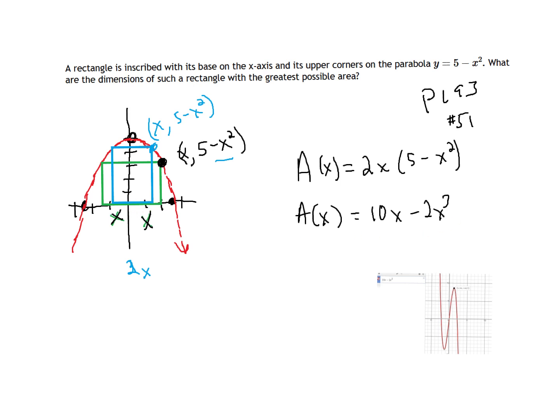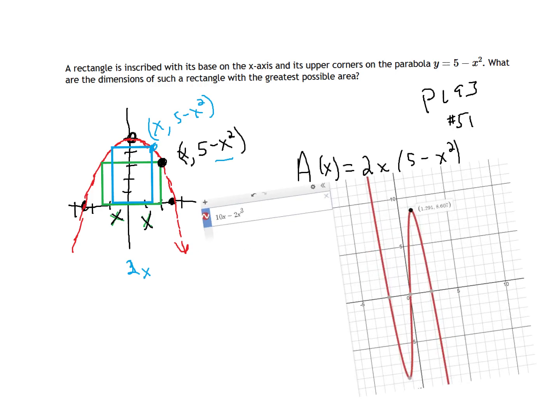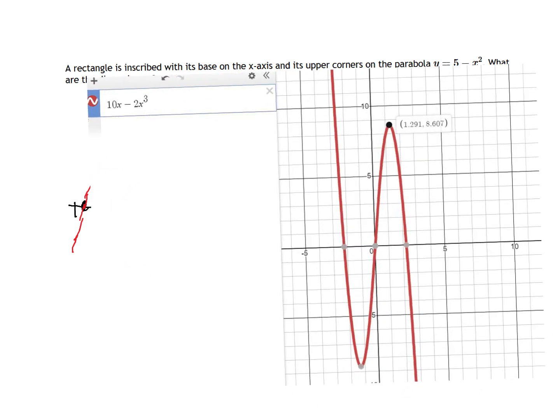So now the trick is, how do you find the maximum? It's not a parabola, it's a cubic function. How do we find that? Well, calculus is one way, or the derivatives, but another way is, let's throw it into a grapher. And this is the graph of that area function.